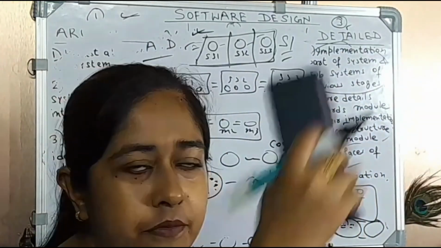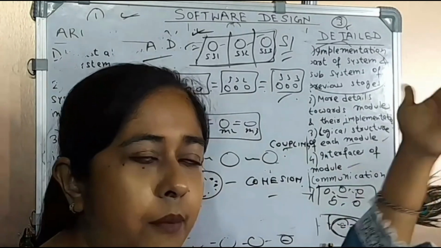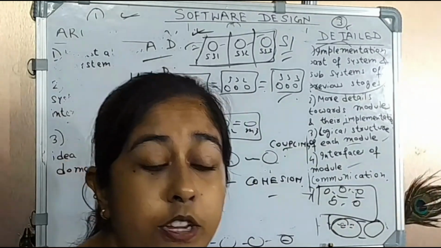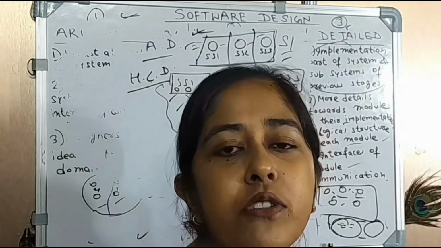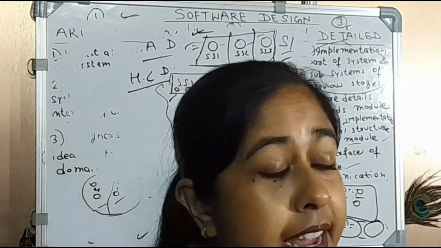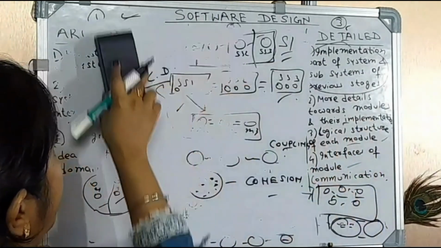Clear? So we are just breaking the system from level to level, and going to the basic level of your software. That is your modular structure. Okay. Now what is modularization?